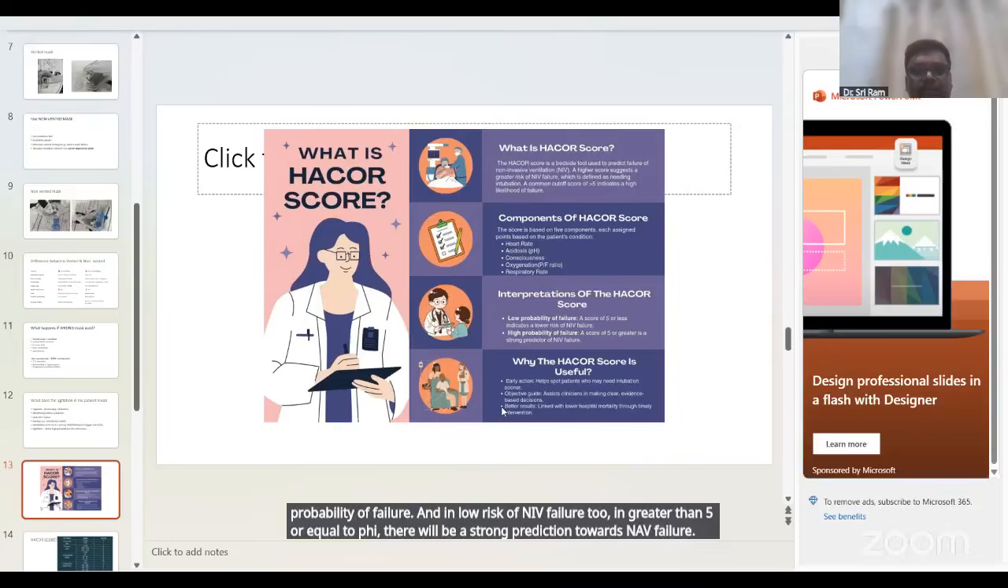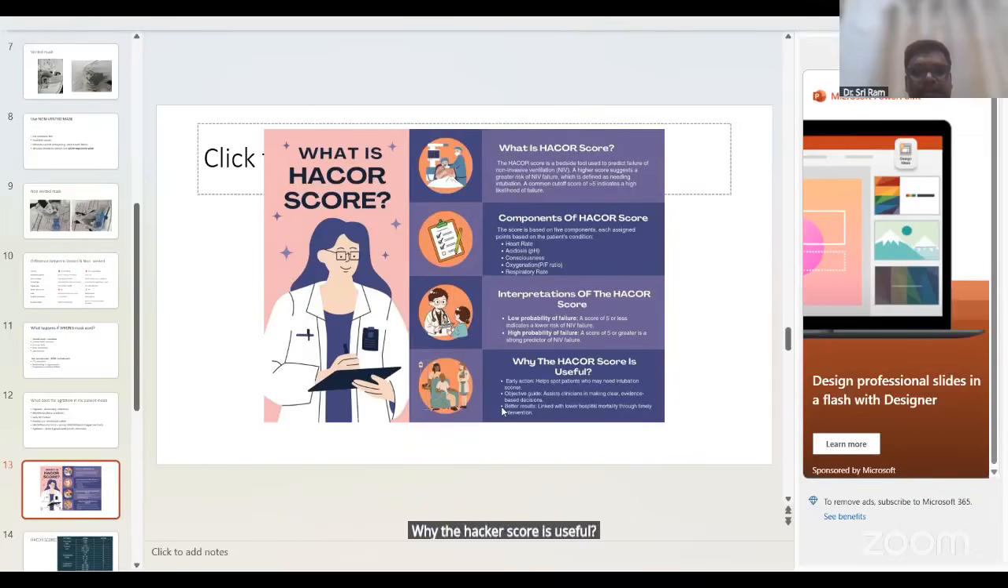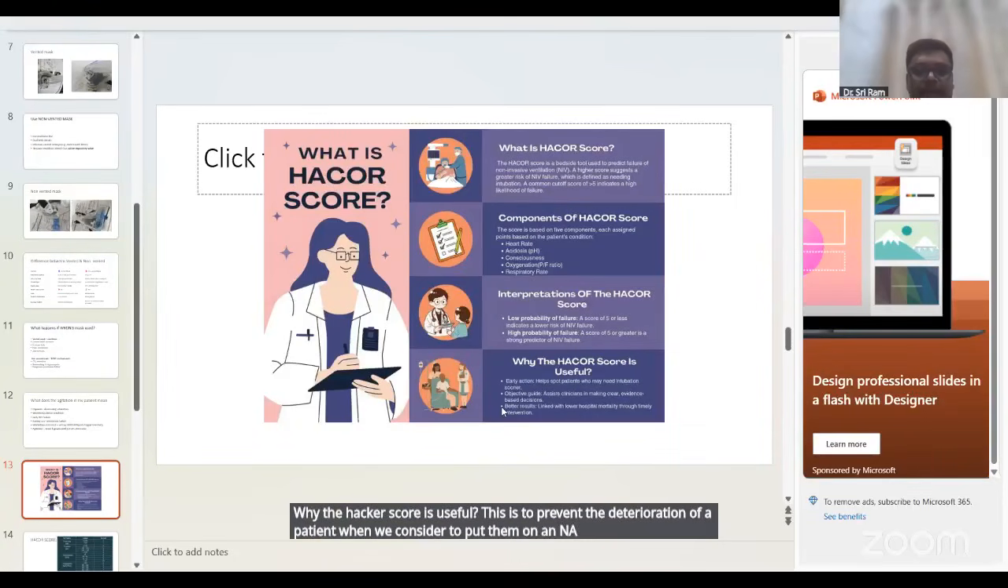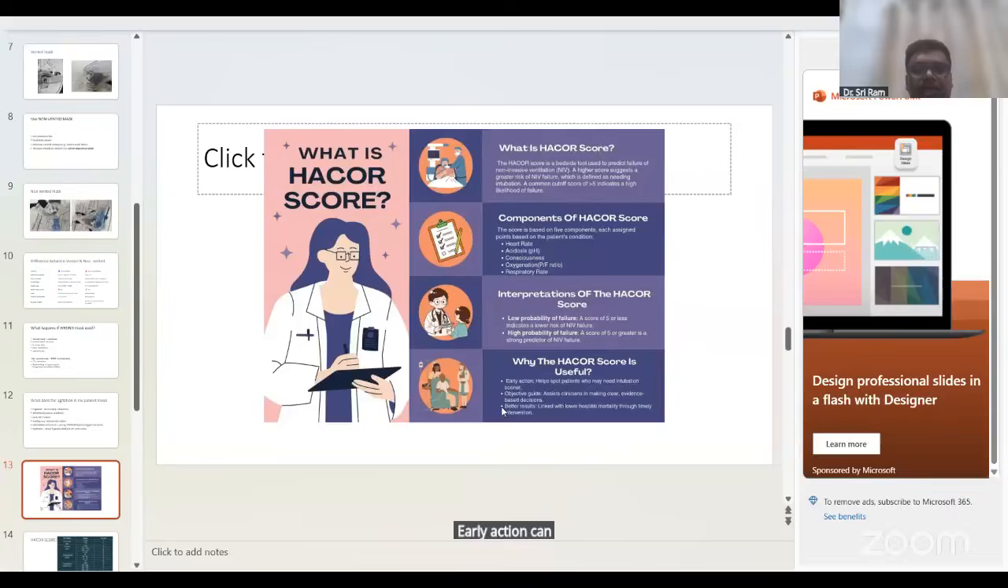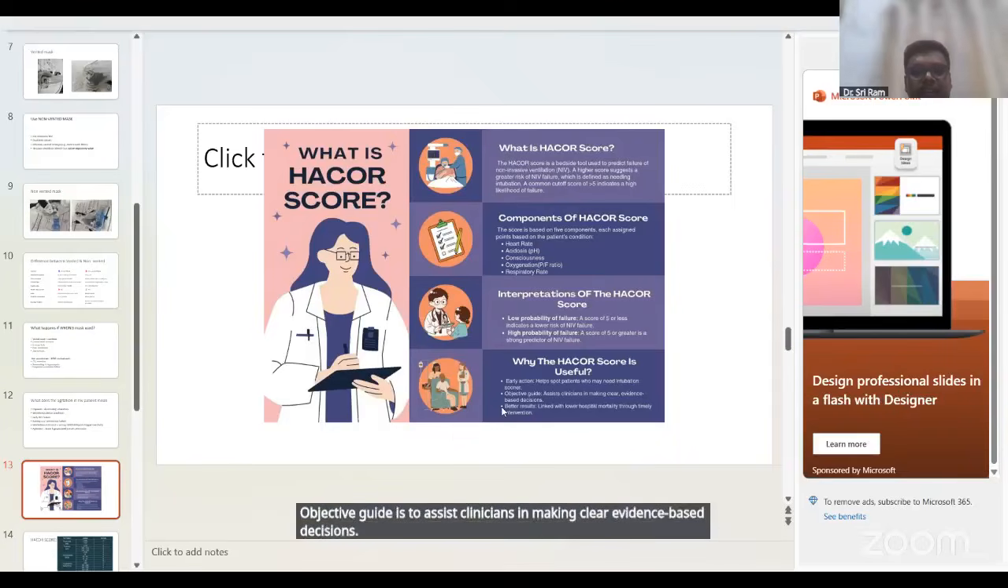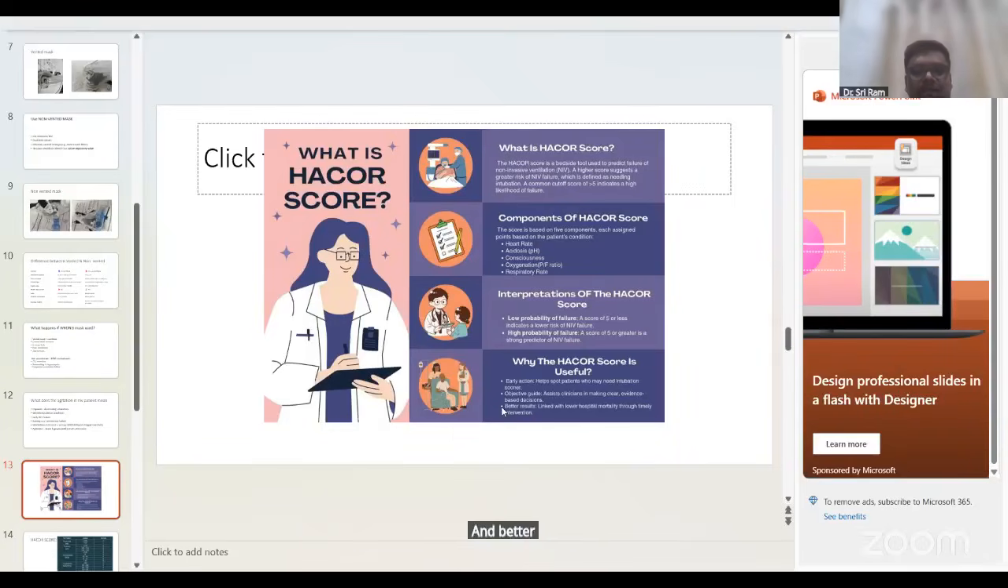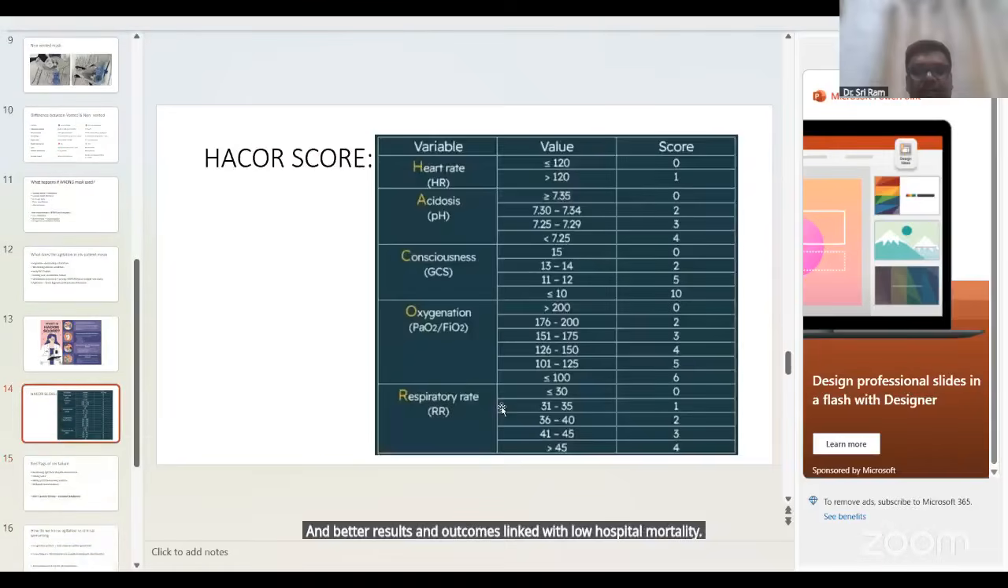Why is the HACOR score useful? This is to prevent the deterioration of a patient when we consider putting them on an NIV. Early action can help patients who may need intubation sooner. It is an objective guide to assist clinicians in making clear evidence-based decisions. And better outcomes are linked with low hospital mortality through timely intervention. This is how the HACOR score is made.